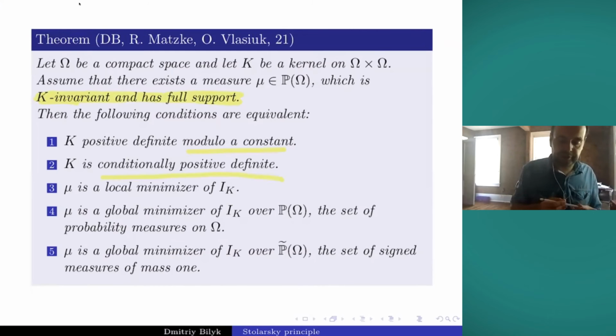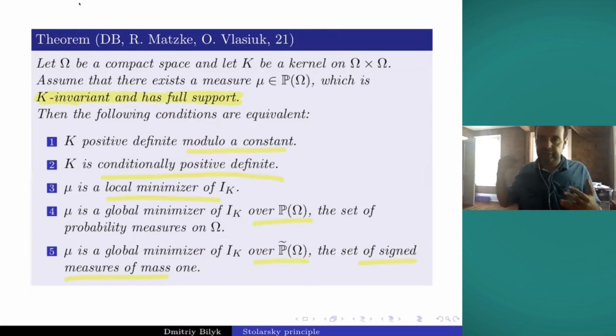And it's equivalent to the fact that mu is a minimizer of the energy in many different senses: that it's a minimizer over probability measures, and that it's also a minimizer over measures of total mass 1, which could be signed. This set is not even compact, which is interesting. So you don't get different minimizers in this situation. It's also equivalent to mu being a local minimizer, which means that in this situation you don't have any local minimizers which are not global. Okay, I'll stop here. This is only half of the theorem; the list of equivalences goes on, but I'll stop here. Thank you.